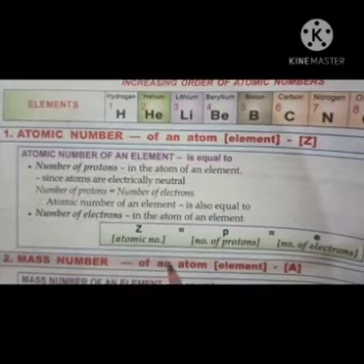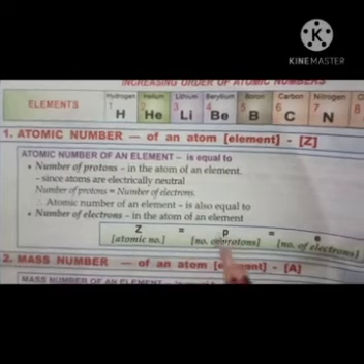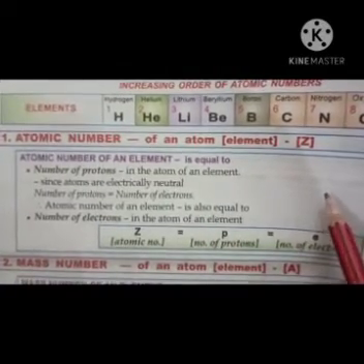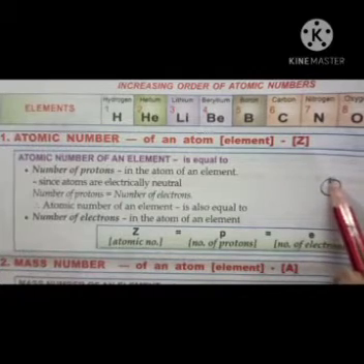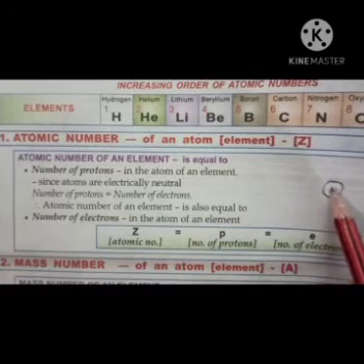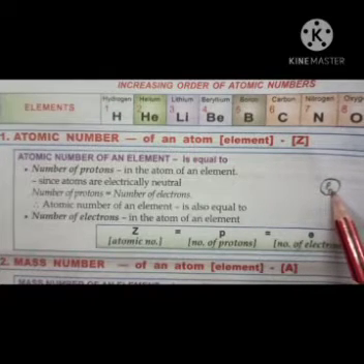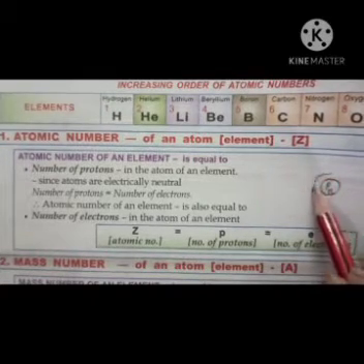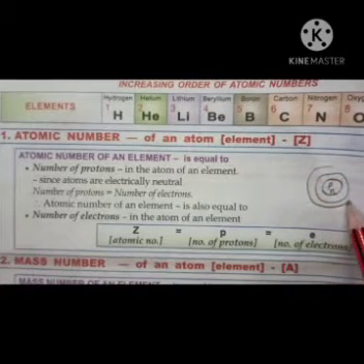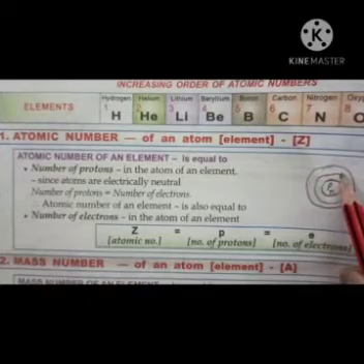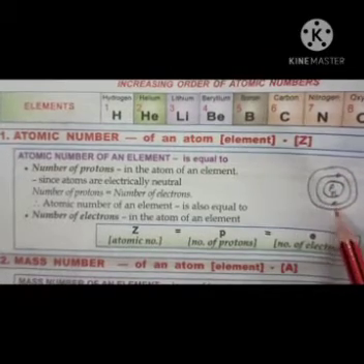Actually, the number of unit positive charge carried by the nucleus of an atom is called the atomic number. All of you know, in the center of an atom there is a nucleus, right? And in the nucleus what is present? Protons and neutrons. And around it there are different shells or orbits, and in these orbits electrons are present.